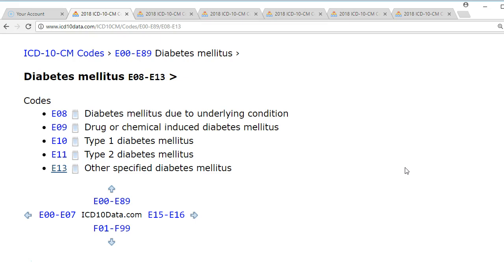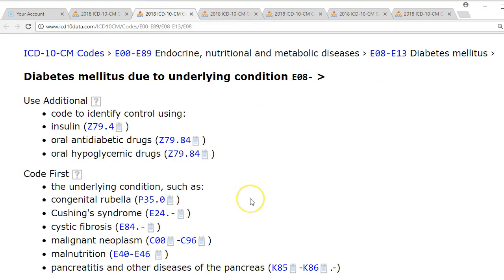So we have diabetes due to an underlying condition, drug or chemical induced diabetes mellitus, type 1 diabetes mellitus, type 2 diabetes mellitus, and others specified. So we go into each one of these. It tells us, so for E08, this is going to be due to some sort of disease or condition.